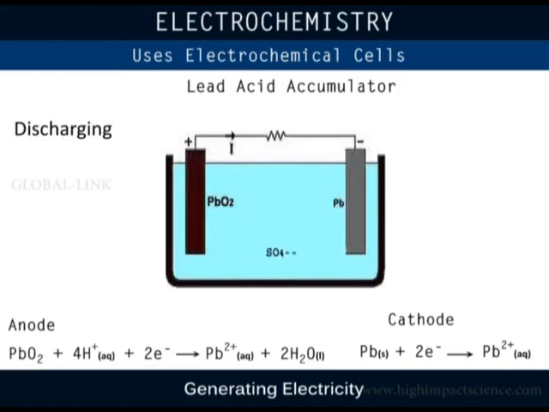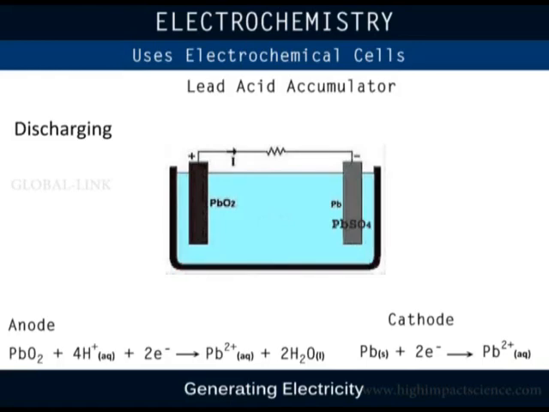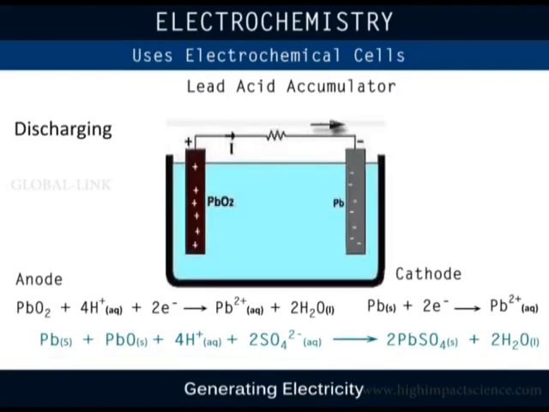The lead 2 ions formed react instantly with the sulfate ions to form lead 2 sulfate, which is insoluble and adheres to the electrodes. The net reaction that takes place is represented by this equation.